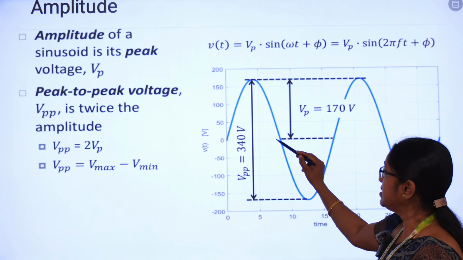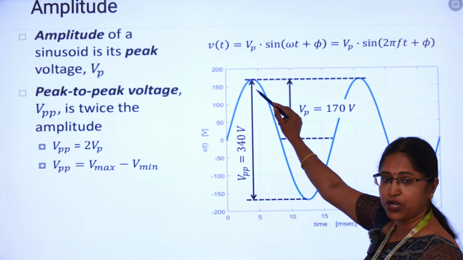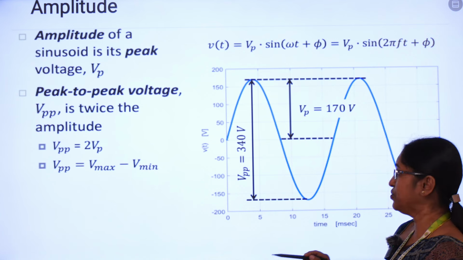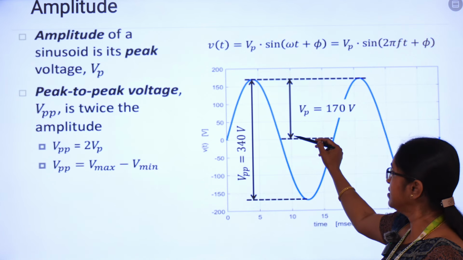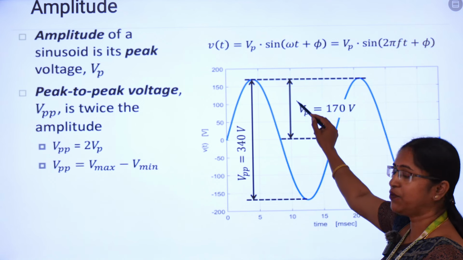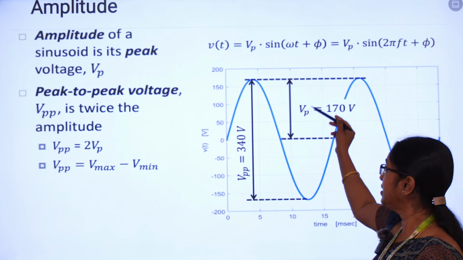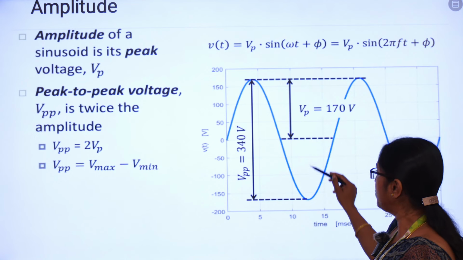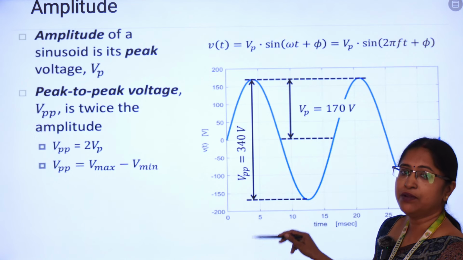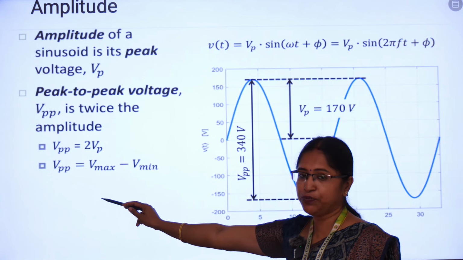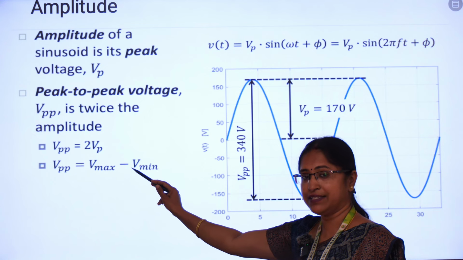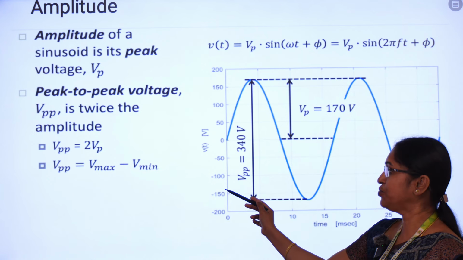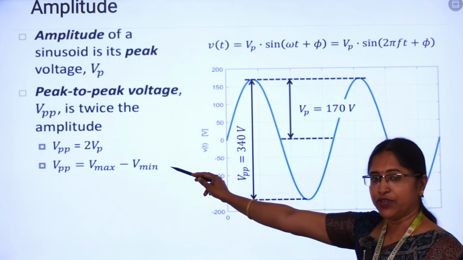So peak voltage is when your waveform reaches its maximum value in the positive half cycle alone. That is called your peak voltage. So this part is called your peak voltage. From zero to this maximum point, whatever value it has reached, is called your peak voltage. And peak to peak voltage is twice this value, because the negative maximum and the positive maximum together are called your peak to peak voltage. Otherwise, you can say that your peak to peak voltage is nothing but the maximum value it attains in the positive half cycle minus the maximum value it attains in the negative half cycle. So that gives you nothing but two times your peak voltage.